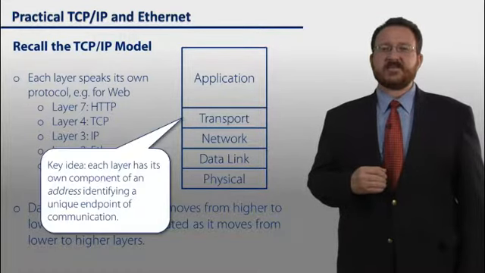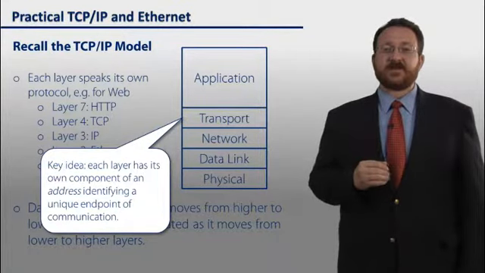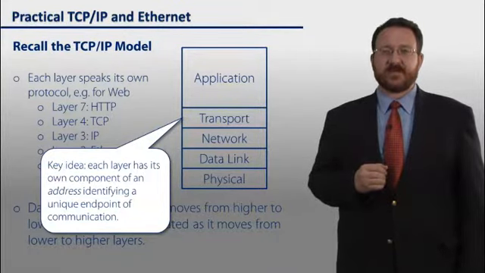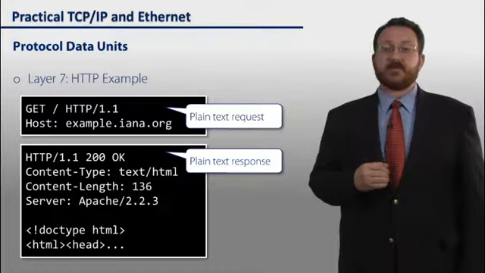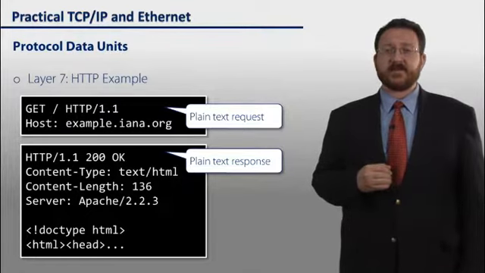The key idea is that each layer has its own component of an address that is going to identify uniquely an endpoint of communication. Let's look at an example. In HTTP, the unique portion of the request that has the address is the URL that we will be visiting. And of course, we'll also have a response that comes back as well.